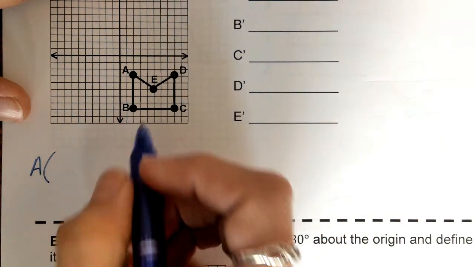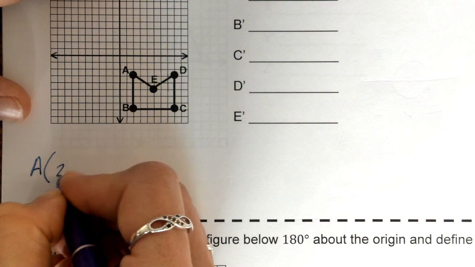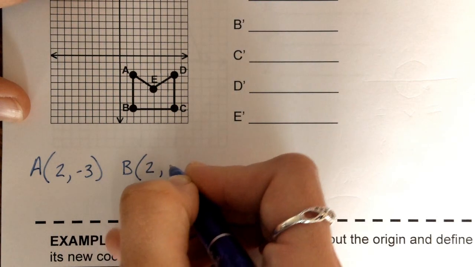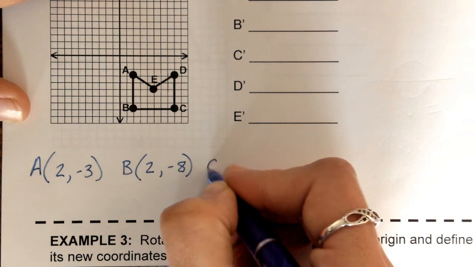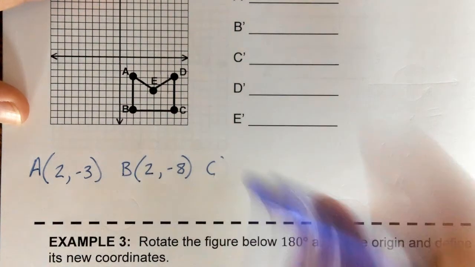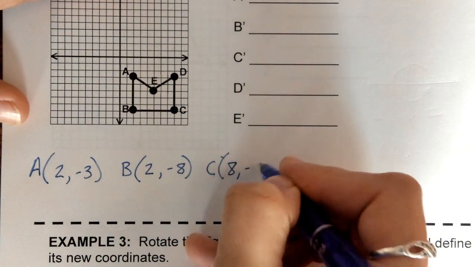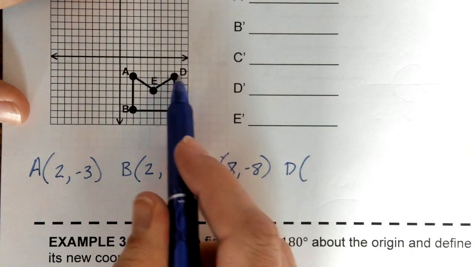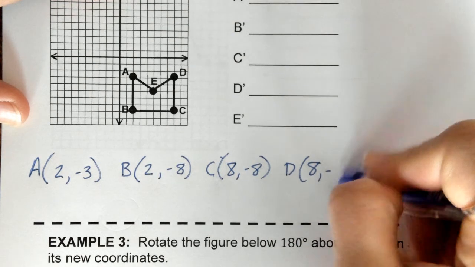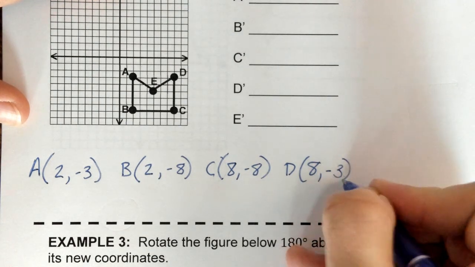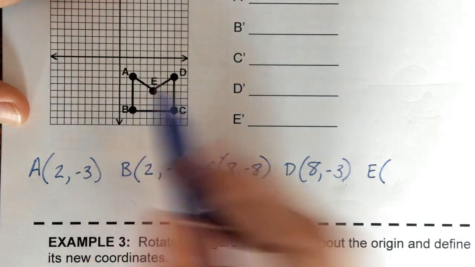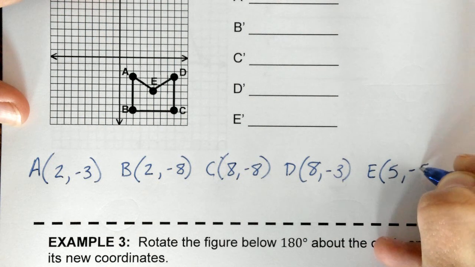Your coordinates of pre-image point A should have been 2, -3. B would have been 2, -8. C, right here, is going to be at +8, -8. Point D, right here, is going to be at +8, -2. Sorry, that's -3. And it is late in the afternoon. -3, we go down 3. And then E, right here, is going to be at +5, -5.